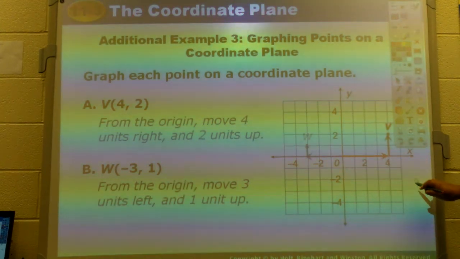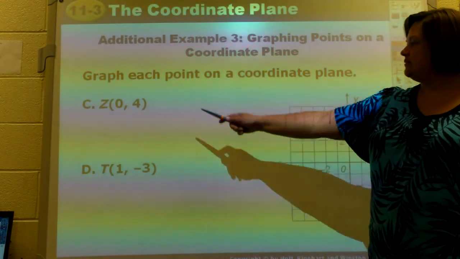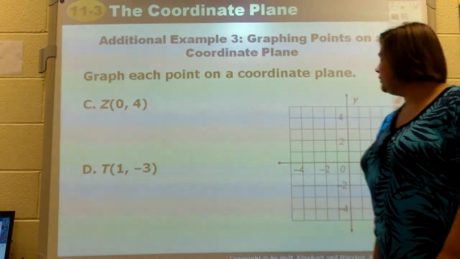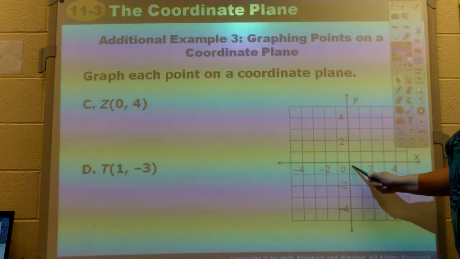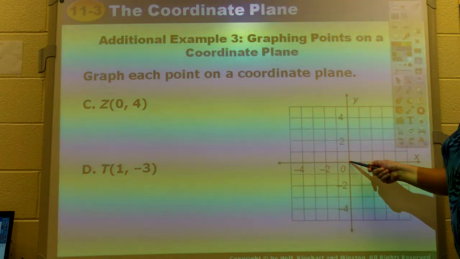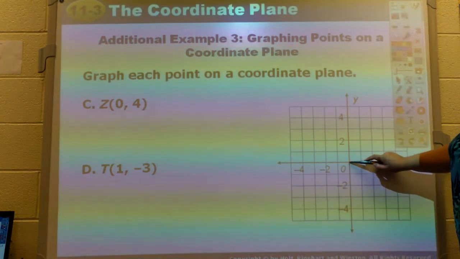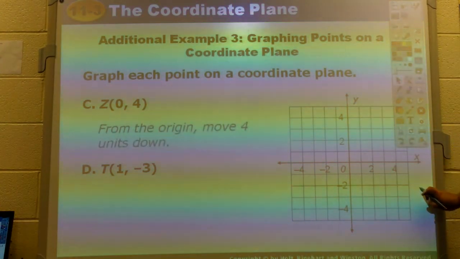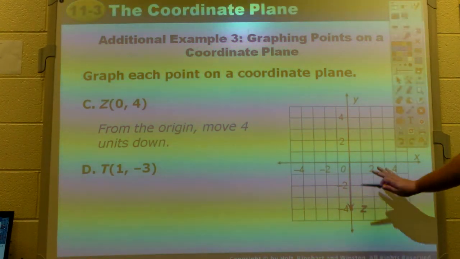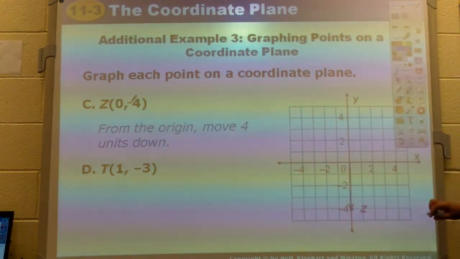And this is what we just did. Graph each point on the coordinate plane. Z, we have 0, 4. Okay, if you have a 0 for our X, that just means we're not going right or left. We're staying on 0. So my right and left direction is 0, so I just stay there. And then my Y coordinate is 4, so I'm going to stay at 0 and then come up to 4. Actually, this says negative 4. It should have a negative sign there for the negative 4.